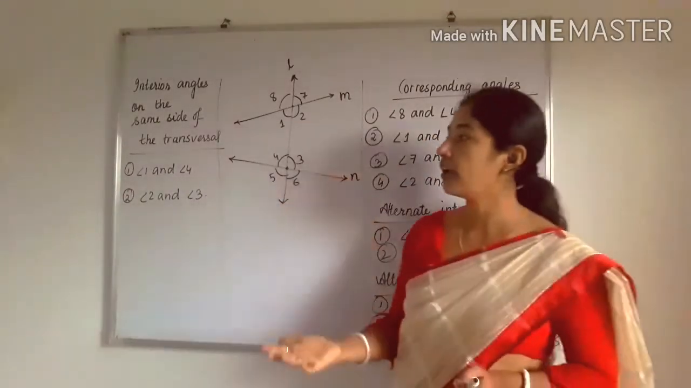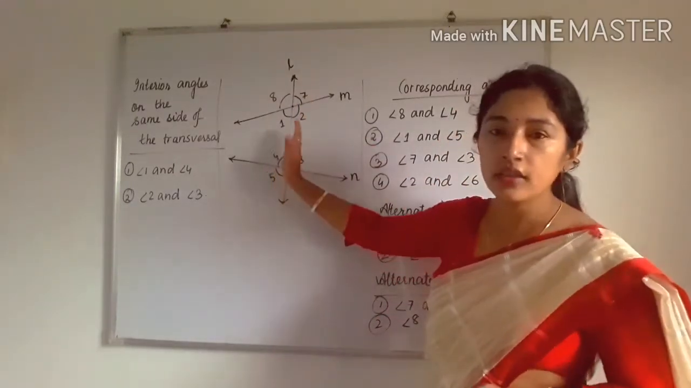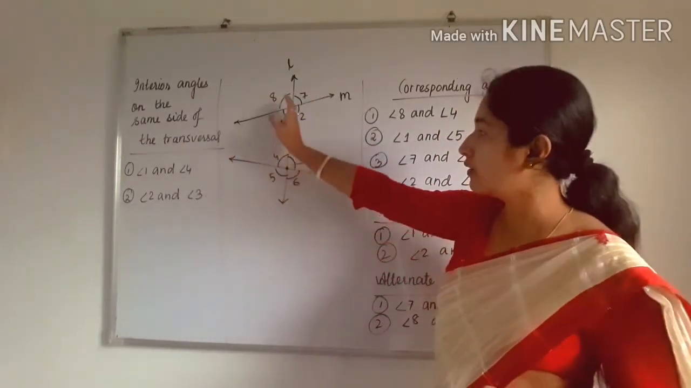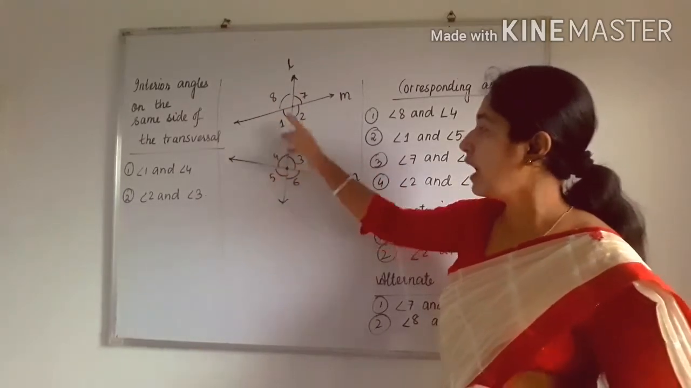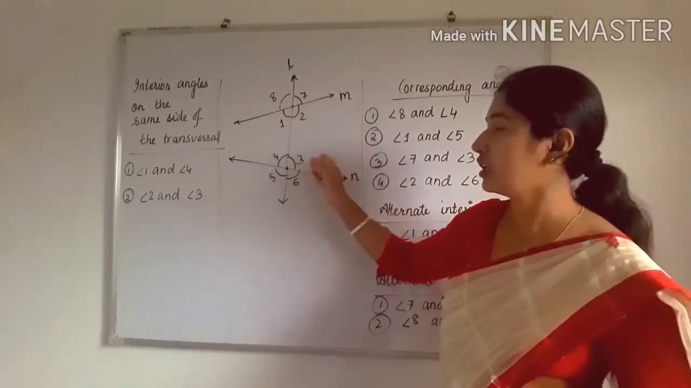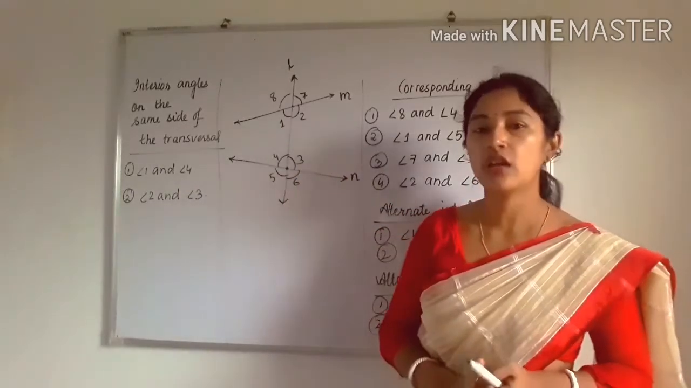Next come to interior angles on the same side of the transversal. So this is the transversal. On the same side of it, there are two pairs of angles. One will be angle 1 and 4, and next will be angle 2 and 3. So these angles are called interior angles on the same side of the transversal.